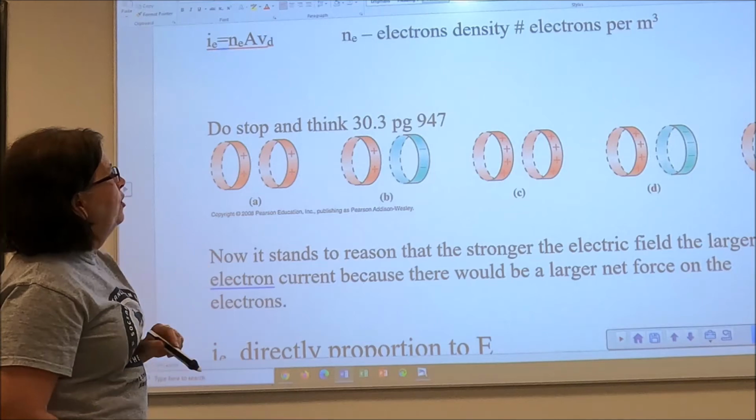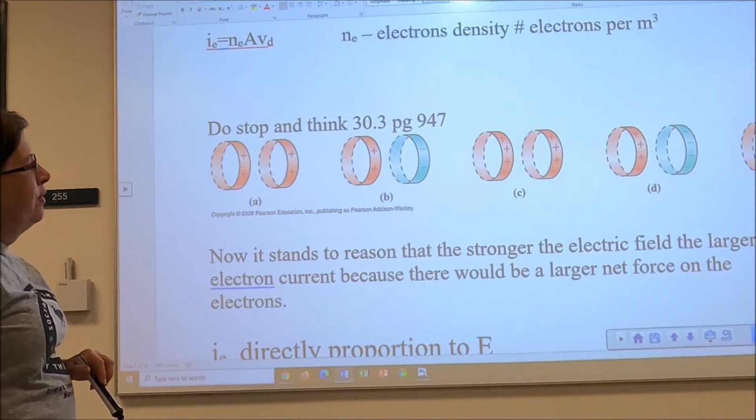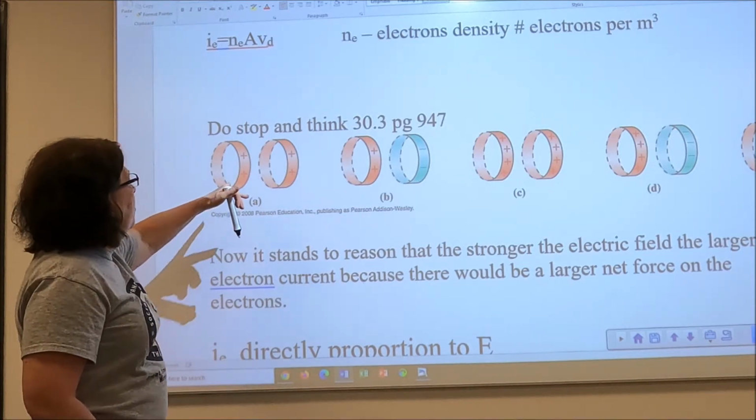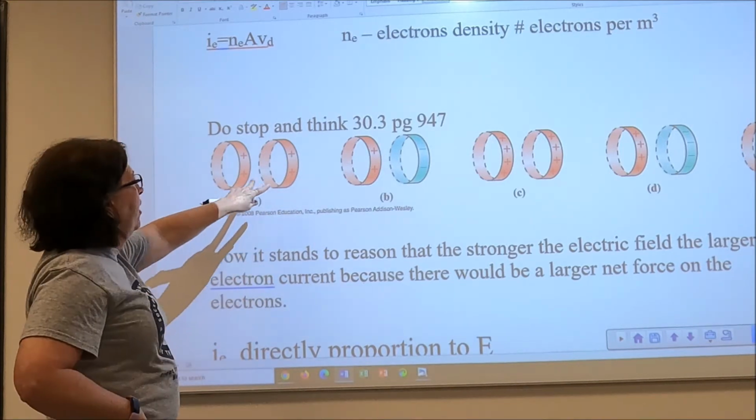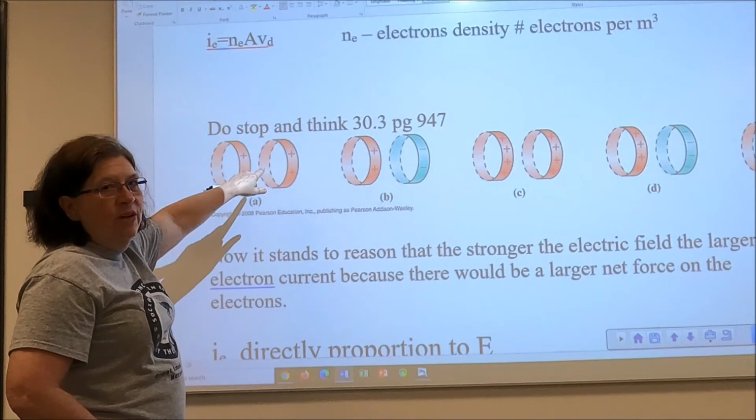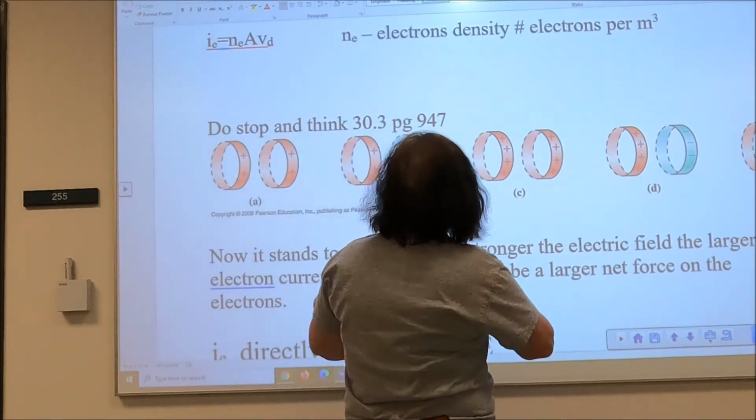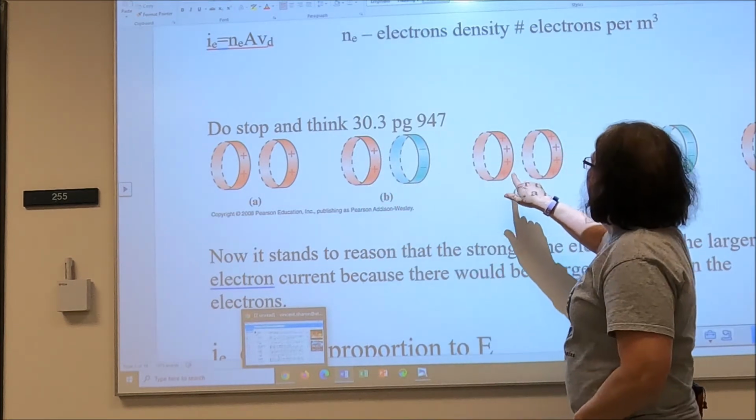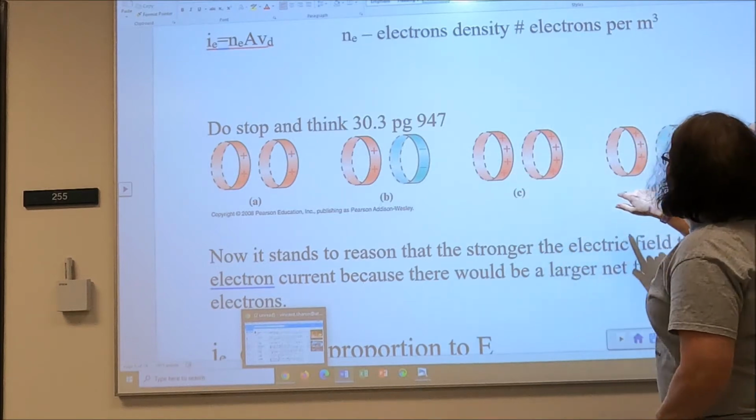Now, if we look at stop and think problem 3, we want to figure out where the electric field is the greatest, so where we're going to have the greatest push. Well, since the charge on these two little sections of the wire are the same, the electric field in here is 0, there is no push. Here's a +2 and a -2. I got an electric field here. Here's a +4 and a -4, no electric field.